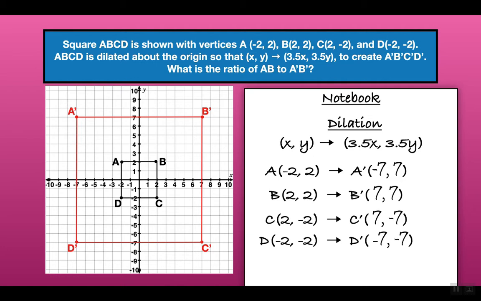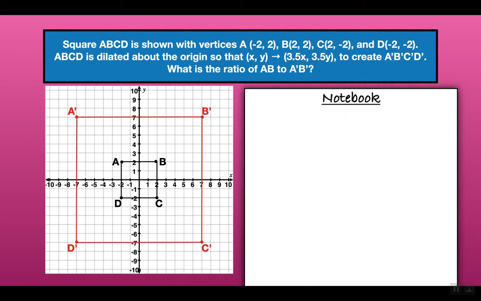Now if I were to measure the length of side AB, side AB is 4 units long, and side A prime B prime is 14 units long. So the ratio of AB to A prime B prime is 4 to 14. But usually when they ask you what the ratio is, they want you to simplify that, so that usually they want the answer to say 1 to what? So how do I turn that 4 into a 1?